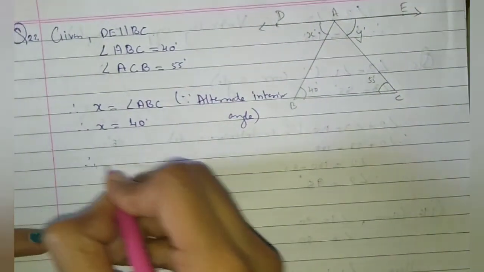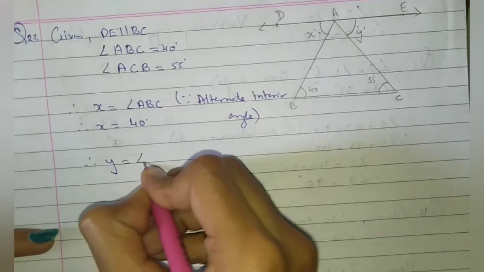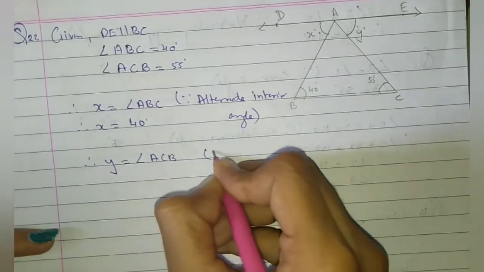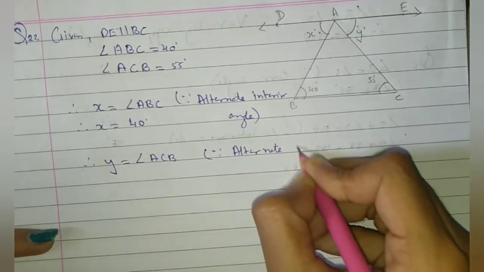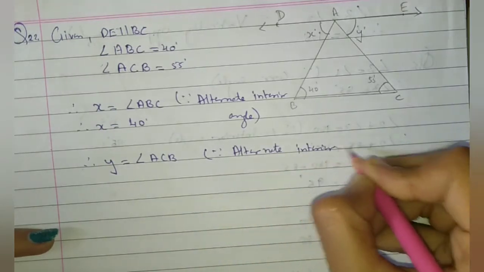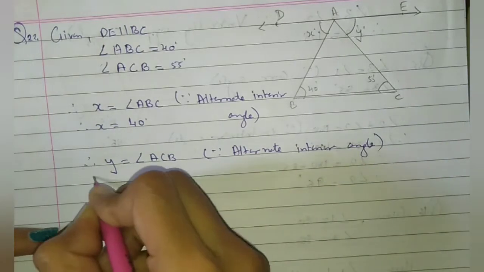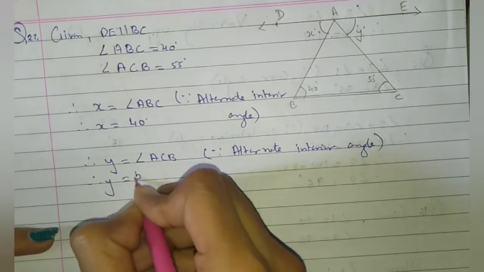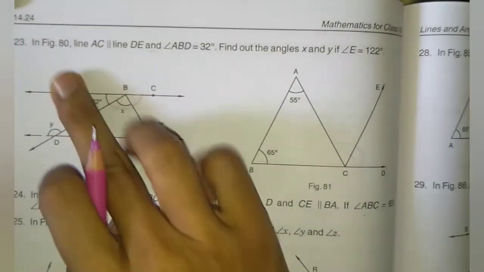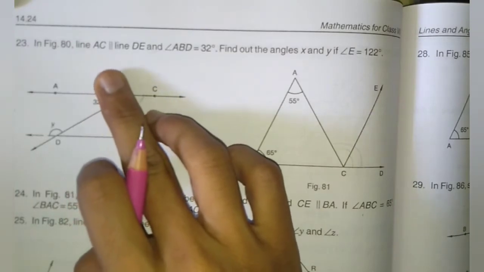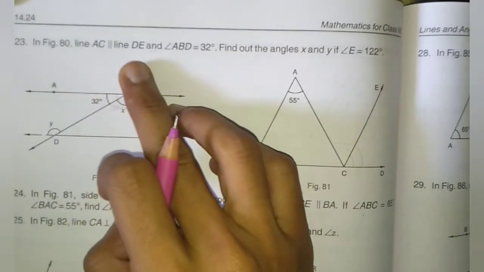Okay, now for the y also the same, y equal to angle ACB. Y, alternate interior angle. So therefore y equal to 55 degree. That's all. 23.1. In figure 80, line AC is parallel to DE.